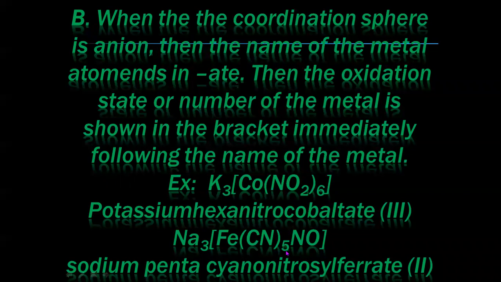Another rule is when the coordination sphere is anion, instead of a molecule or cationic form, we have anionic form, or it is present as an anion. Then the name of the metal will end in -ate. We have to add ATE to the name of the metal. Then we have to show the oxidation state of that metal again in Roman numerals, in the bracket immediately.